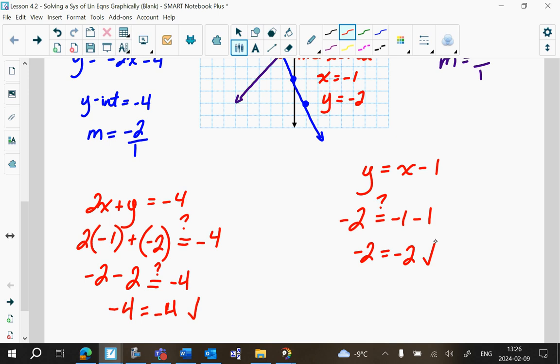So you could write your solution like this, x equals negative 1, y equals negative 2. Sometimes you can see solutions written like this too. You could write it as a coordinate. Both of those are correct. If I asked you to solve the system and you wrote your final answer like this, it's correct. If you wrote your final answer like this, it's correct.